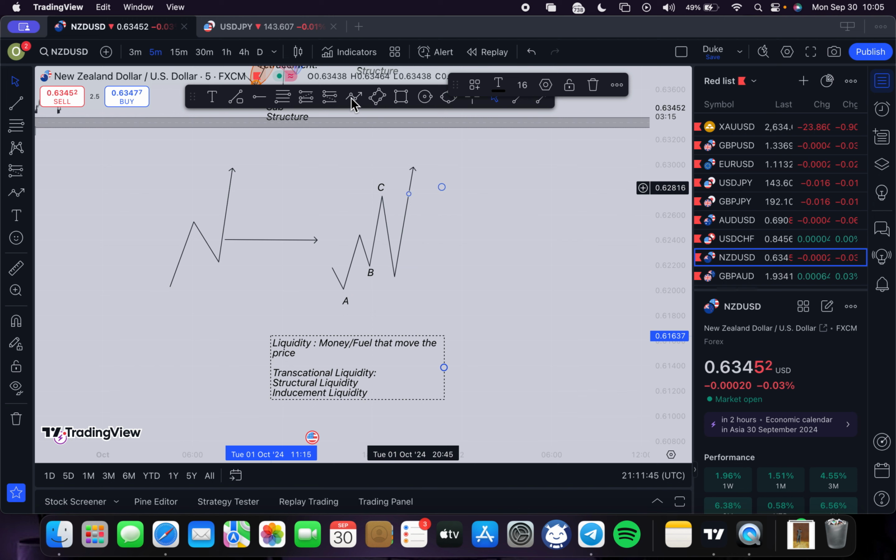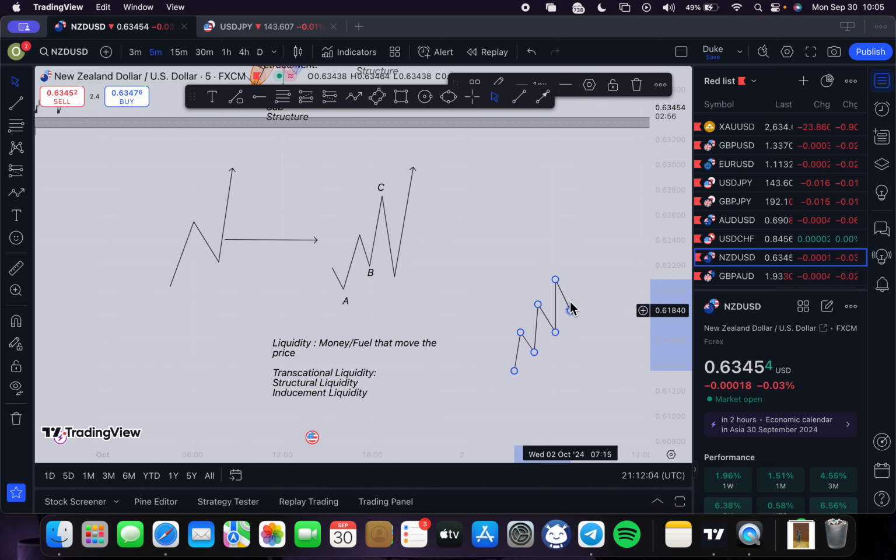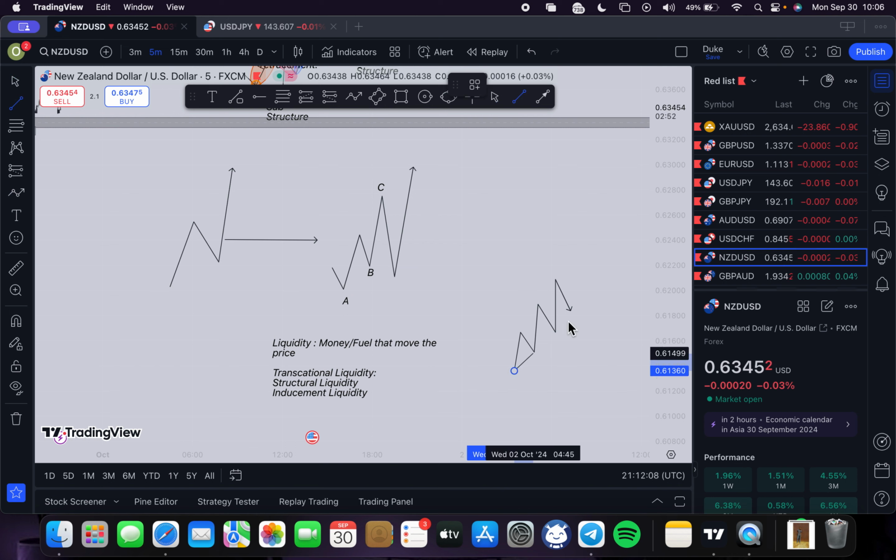Let's say we have something like this. You see the market going up and down, up and down. This is your transactional liquidity. It's like a correction. Price has to come and correct all these things, all these lows. It has to come and take them out to fuel the market.